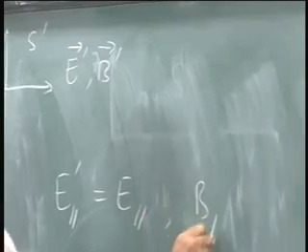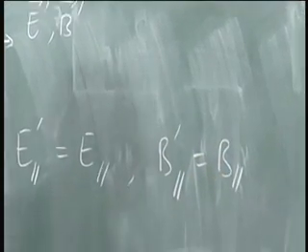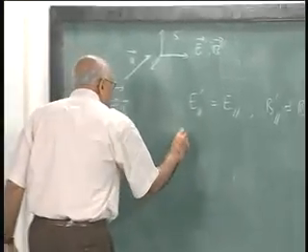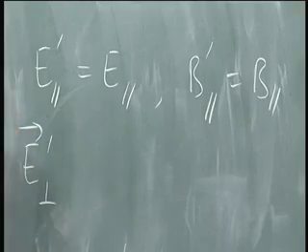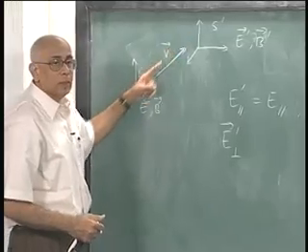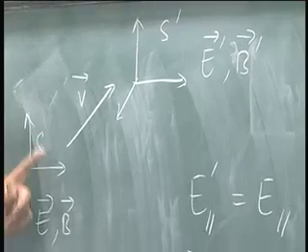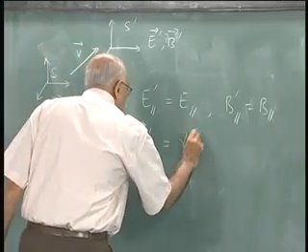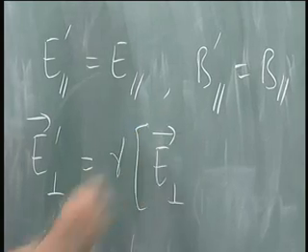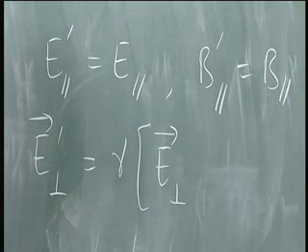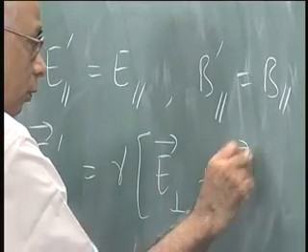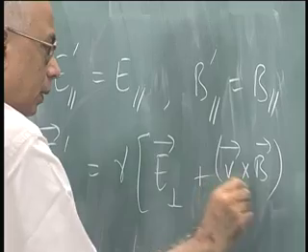Similarly, B parallel prime remains equal to B parallel, no change in the electric and magnetic fields along the direction of the boost. But the transverse components, E perpendicular prime, and that is a vector, because if you have a longitudinal component here, the transverse one can be anywhere in this plane and it is a 2-dimensional vector. That quantity is gamma times E perpendicular, multiplied by this gamma factor 1 over square root of 1 minus v squared by c squared, plus v cross B over c.